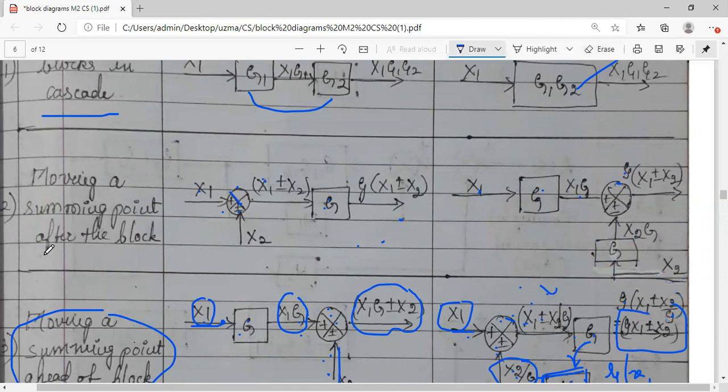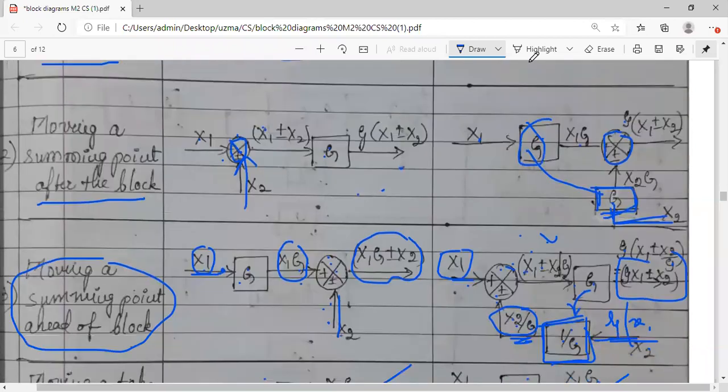If it is after the block, here it is originally before. If I shift it to after, the signal has to be passed through one more block. I can't directly take the summation. I should pass the signal through a block of gain, same as that of this gain. And moving a summing point ahead of the block.